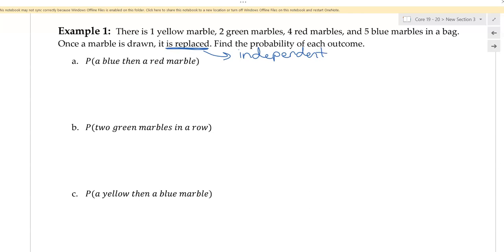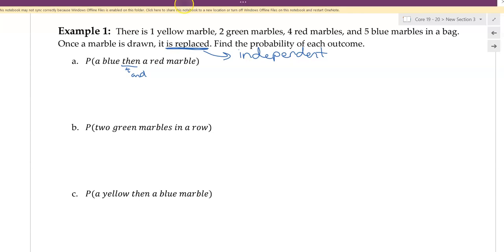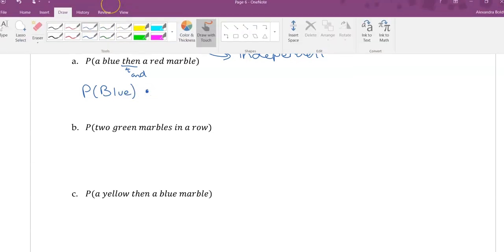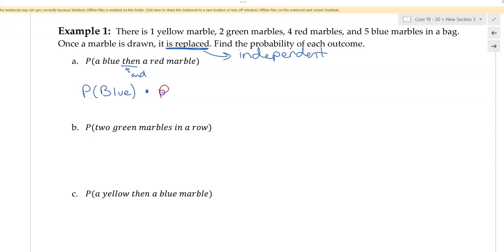So I'm going to draw a blue marble, then a red marble. Then is just like the word and. Okay, so that means I'm going to multiply. So I'm going to do the probability of blue. And tells me to multiply. And then the probability of red.